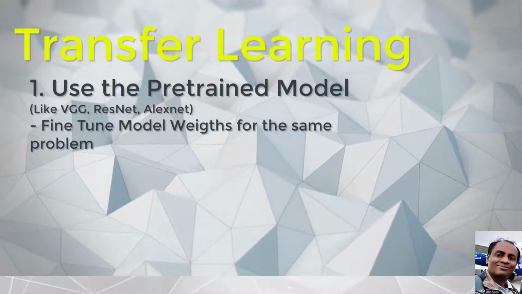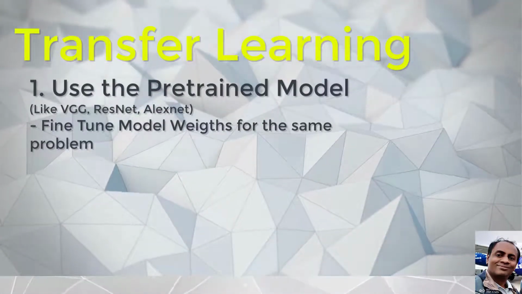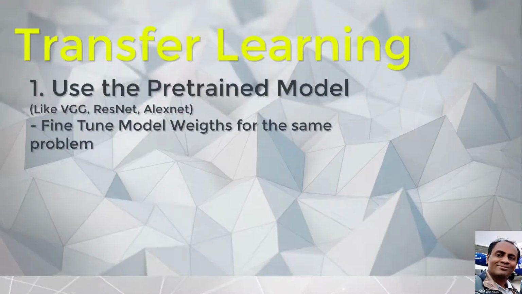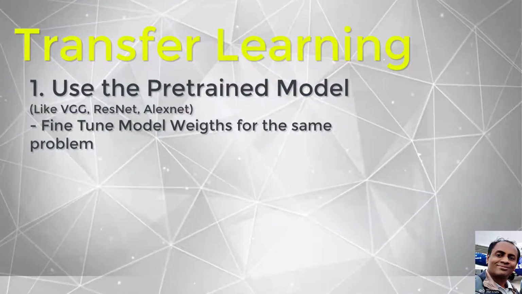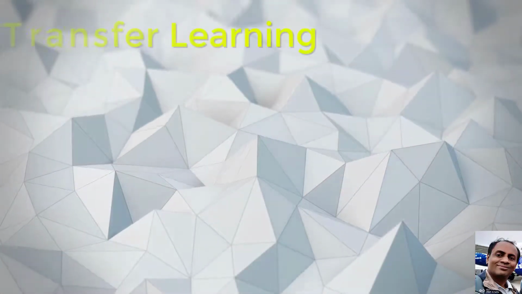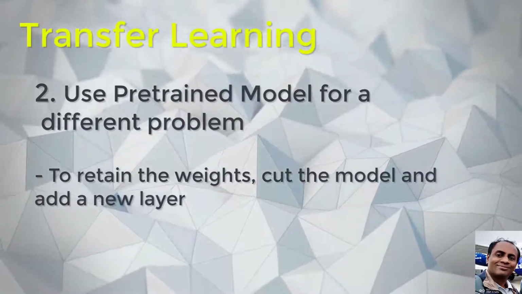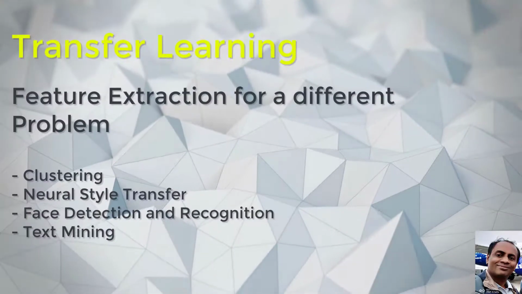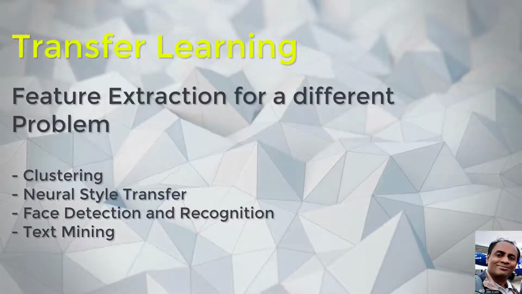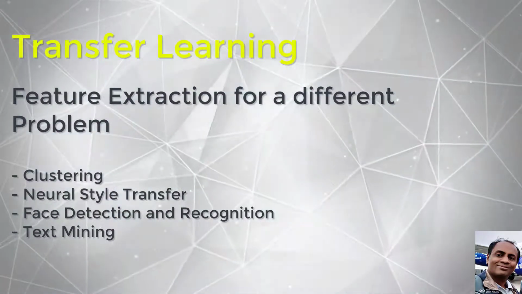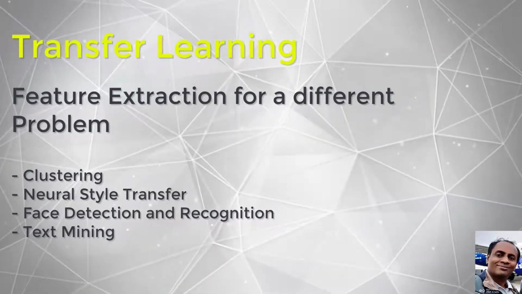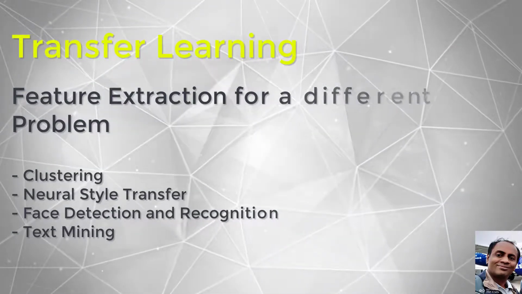The first use case is you take a pre-trained model like VGGNet, AlexNet, ResNet and fine-tune the models for the same problem, same classification problem. The second use case is you take a pre-trained model like AlexNet, VGG, ResNet and use it for a different classification problem by adding a new layer. And the third use case is you extract the features and use it for a different problem like clustering, neural style transfer, face detection.